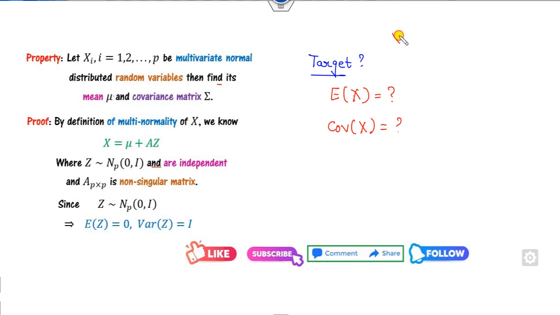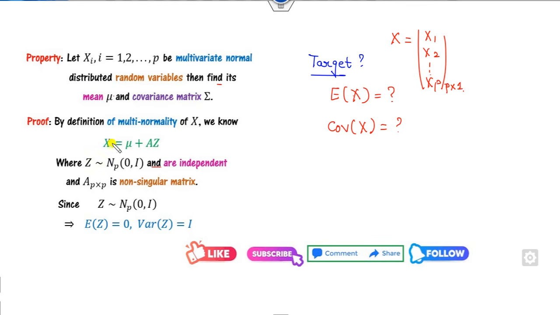Remember this, what is x? X is x1, x2 up to xp. This is a vector. This is always a vector, that is always p cross 1.